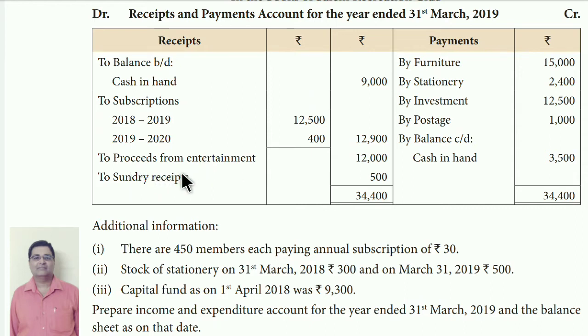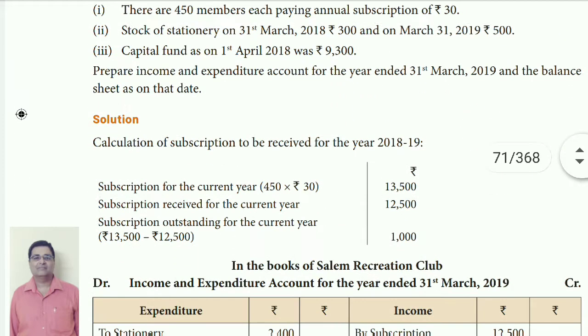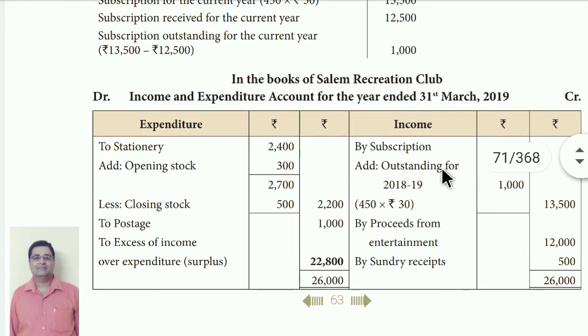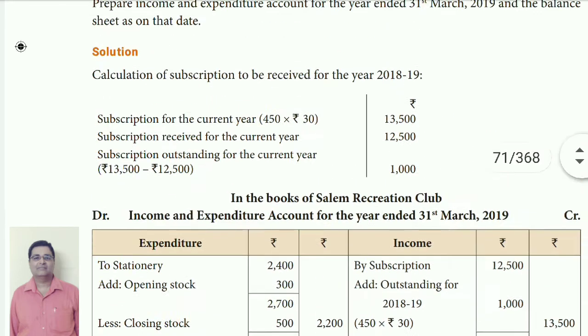Next one, proceeds from entertainment and sundry receipts is an income. So we have to write this 12,500 on the income side. Now see the income: proceeds from entertainment and sundry receipts 12,500, we have to write in the outer column. Why do we have to write in the outer column? Because there is no adjustment. If an adjustment is there, then only we write in the inner column. Otherwise, straight away write in the outer column.